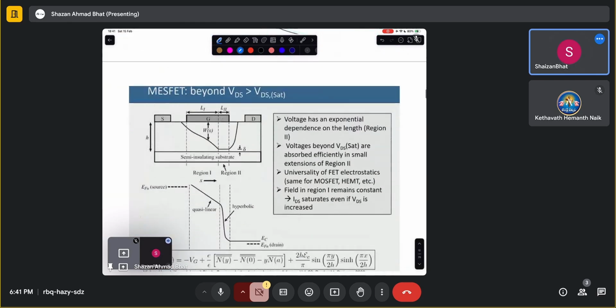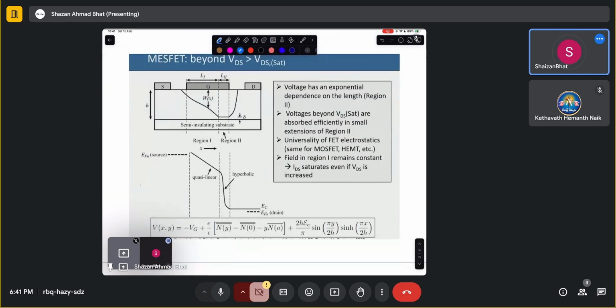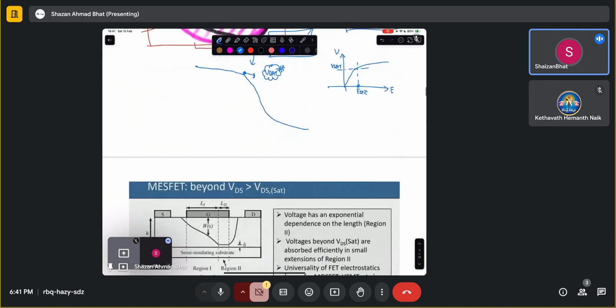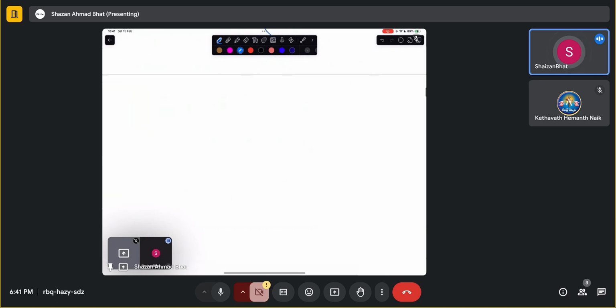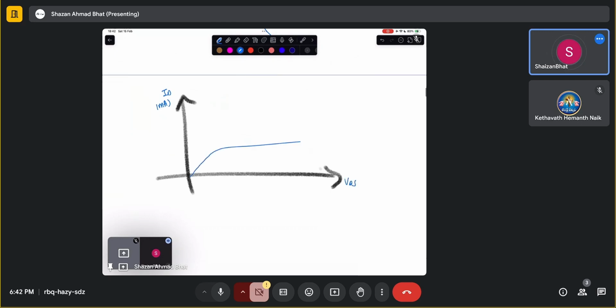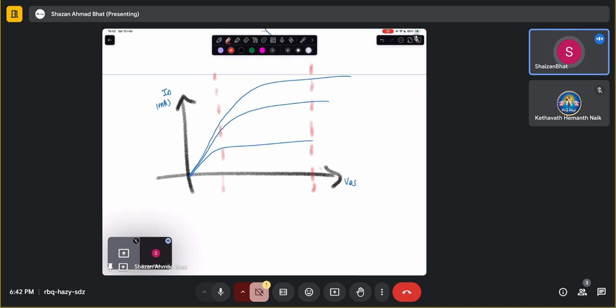Now what is beyond this? Beyond saturation voltage. In this particular slide, we talked about the IV characteristics of this depletion mode MOSFET. If you have this particular structure, this is ID, let's say in milliamps, and you have VDS. Then you have something like this, where this is the linear region, this is the saturation region. What about beyond saturation? It goes like this. This is the breakdown region.